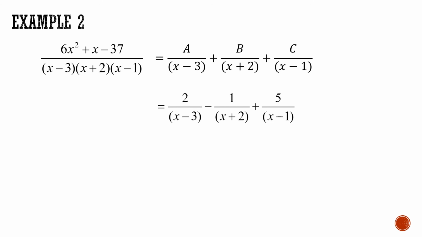2 over x minus 3 minus 1 over x plus 2 plus 5 over x minus 1. Now, if you didn't get these, chances are you just made some kind of algebraic mistake. So usually most students make a, quote unquote, dumb mistake, and that's why they're unable to find these. But normally, it's really, really smooth.